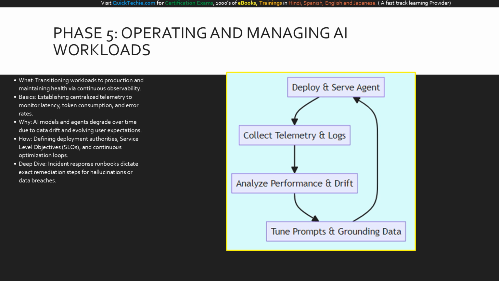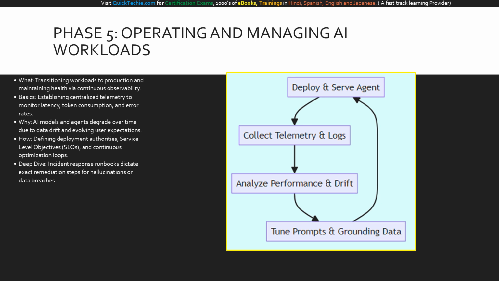How do we do this? By defining strict deployment authorities, implementing comprehensive monitoring, and establishing service-level objectives, or SLOs. Why is this phase indispensable? Because AI models and agents degrade over time if left unmonitored, data drifts, and user expectations evolve. The basics require you to establish centralized telemetry to monitor latency, token consumption, error rates, and guardrail triggers.